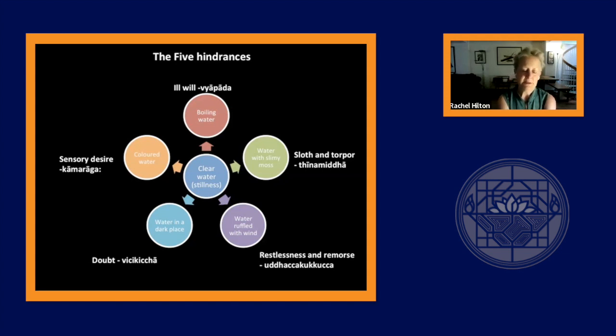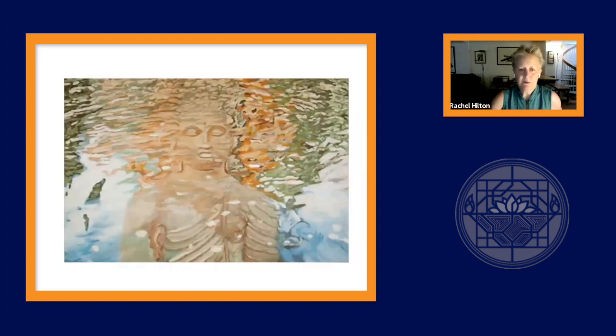And then sensory desire: water that's been colored by those sensory desires, those things that we're wanting to find that are more pleasant than the sitting. So those are the 5 hindrances, and of course they stop us achieving the aim of what we're trying to do, which is to see clearly.